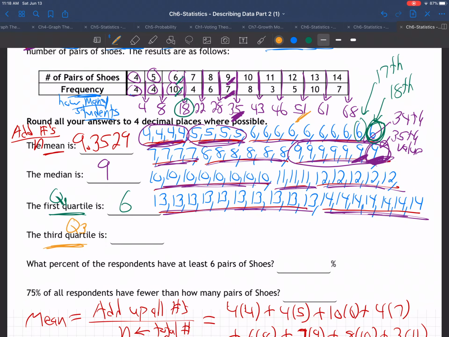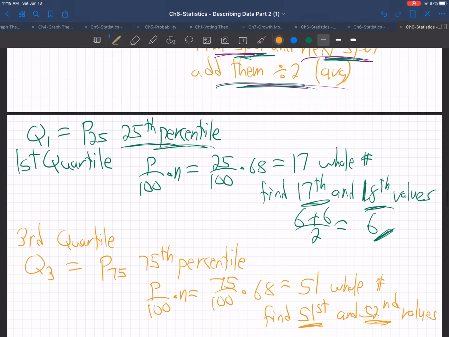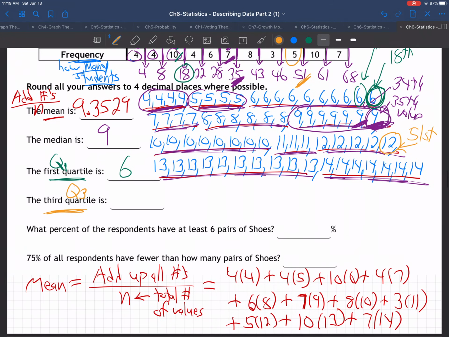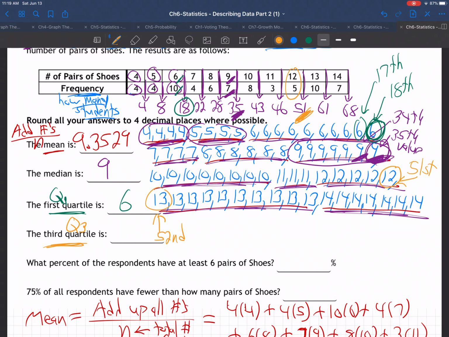So let's go find the 51st and the 52nd values in the list. There we go. So the 5 12s, the last 12 is the 51st data value. We're supposed to have the 51st and 52nd, right? So then the 52nd will be this first 13. Because again, the 5 12s go up to the 51st data value. So there's the 51st, there's the 52nd. So it's 12 and 13. The middle of 12 and 13, of course, is 12.5.